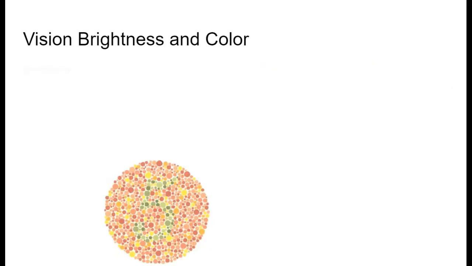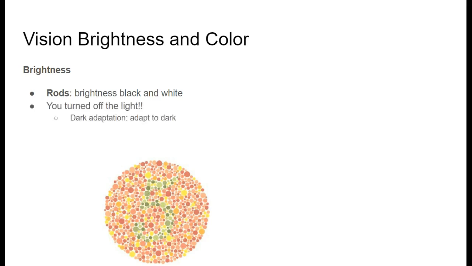So how do we see brightness and color? Well, we see brightness because of rods. So rods are in the back of your eye on your retina, and they're what allow you to see black and white. You have dark adaptation. So if I turn off the light on you, it might seem really dark at first, but then your eyes would begin to adjust and they would adapt to the darkness. When you turn on the lights, same thing happens. Light adaptation, your eyes adapt to the light.